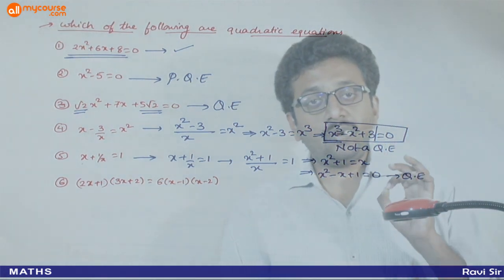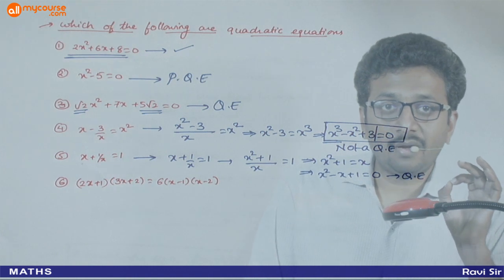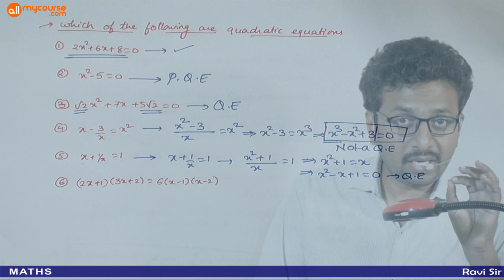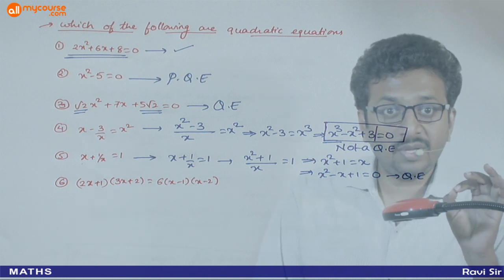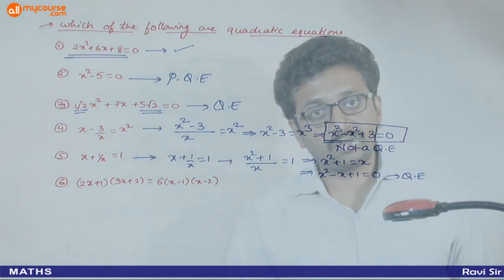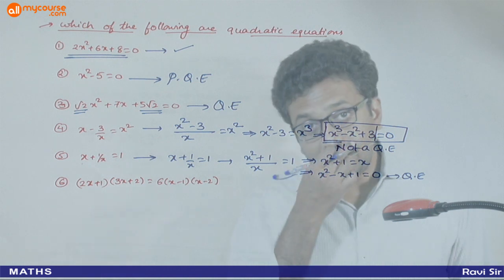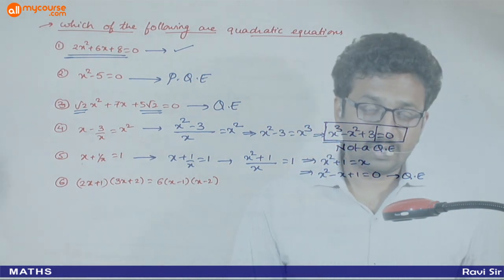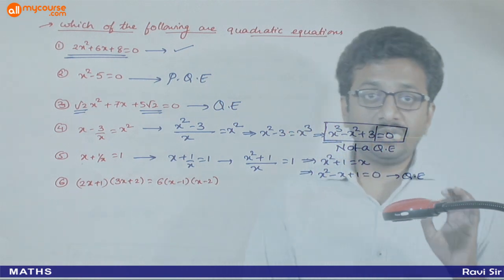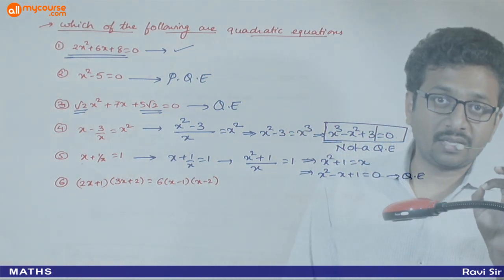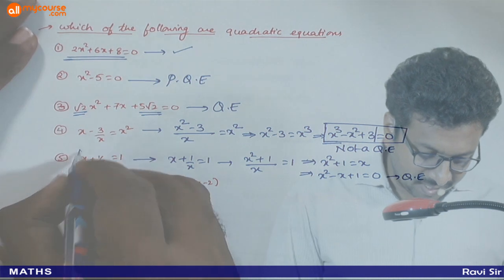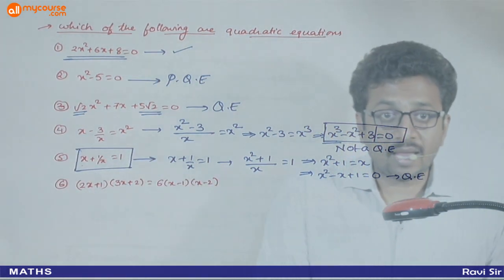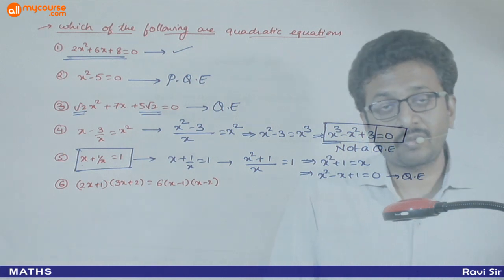So some equations may not look like quadratics on the face, but some equations can be converted to quadratic equations by simplification or substitution. So कुछ equations ऐसा होता है जो quadratic में आप convert कर सकते हैं. So x plus 1 by x is equal to 1 is an example of an equation which can be converted into a quadratic equation.